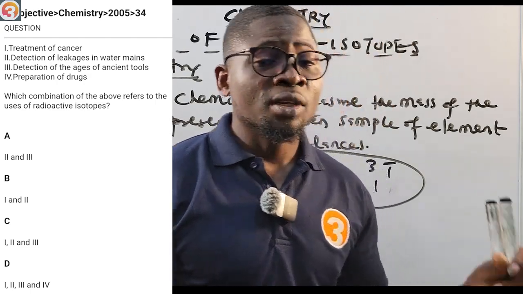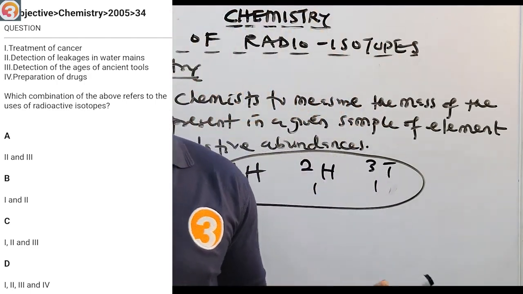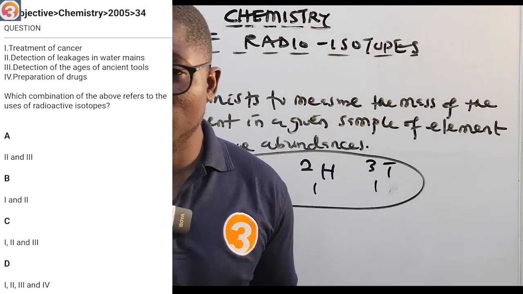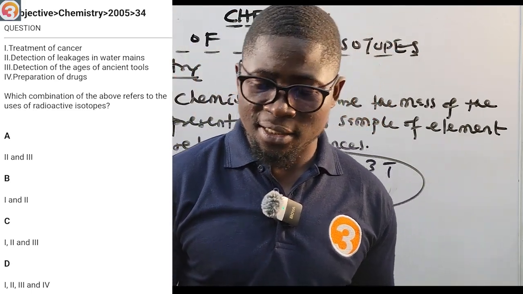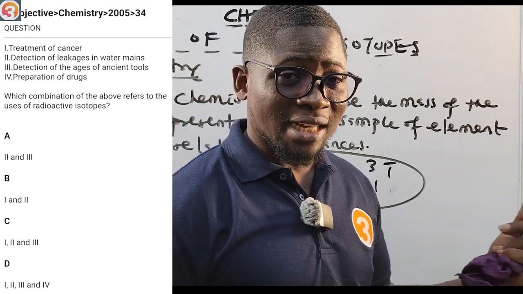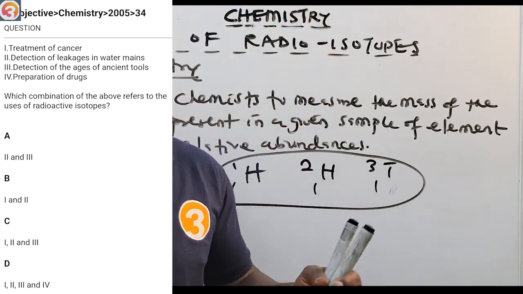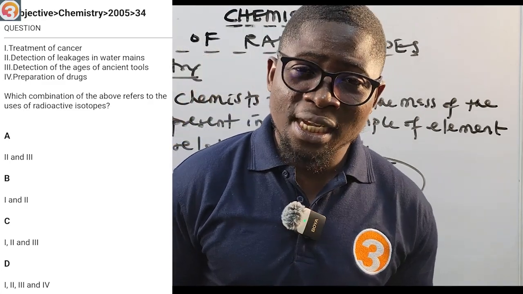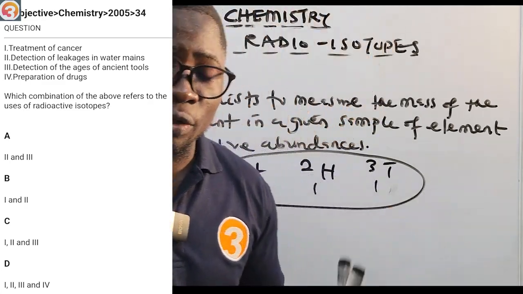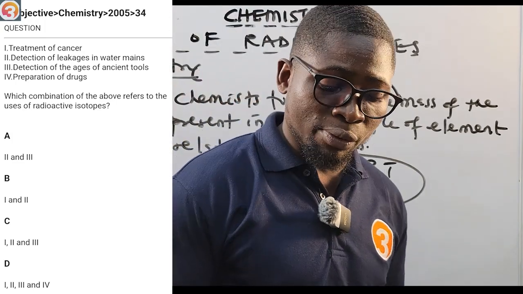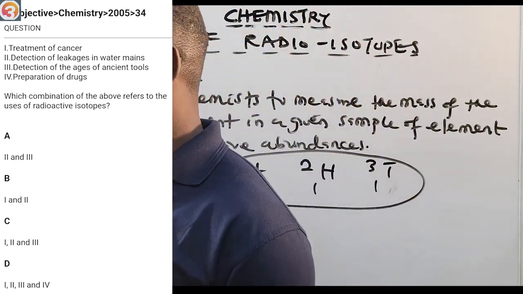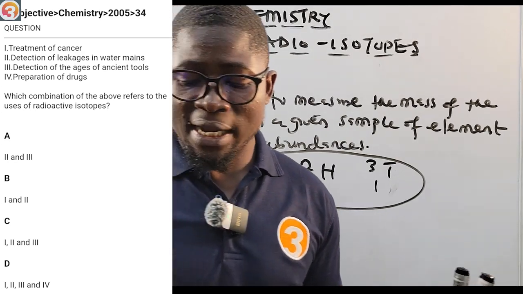Radioisotopes find application in the treatment of cancer. Then 2, detection of leakages in water mains, we talked about cobalt-60. Then detection of the ages of ancient tools, we talked about carbon dating. Then preparation of drugs is also very useful in the preparation of some radiopharmaceuticals. So the correct answer will be option D, 1, 2, 3, and 4. They are all uses of radioisotopes.